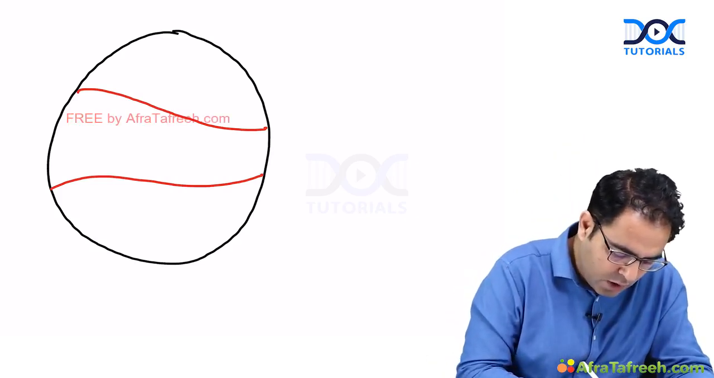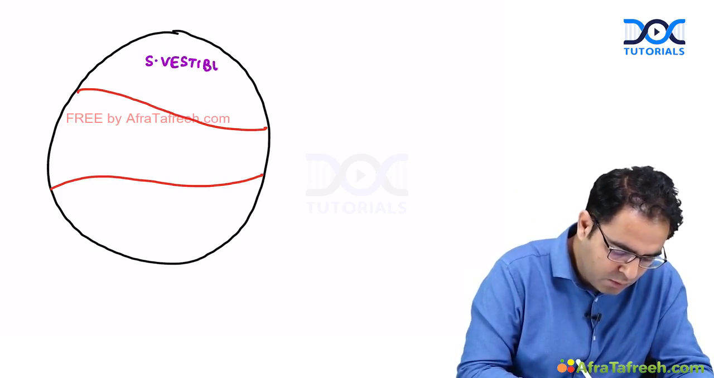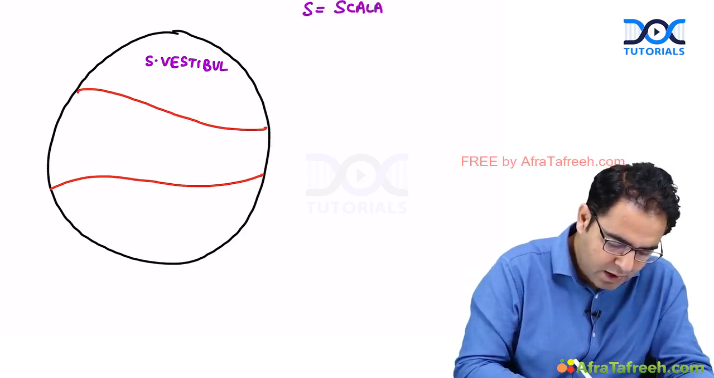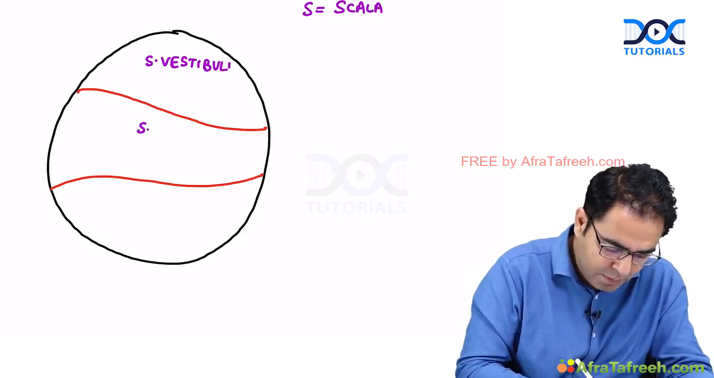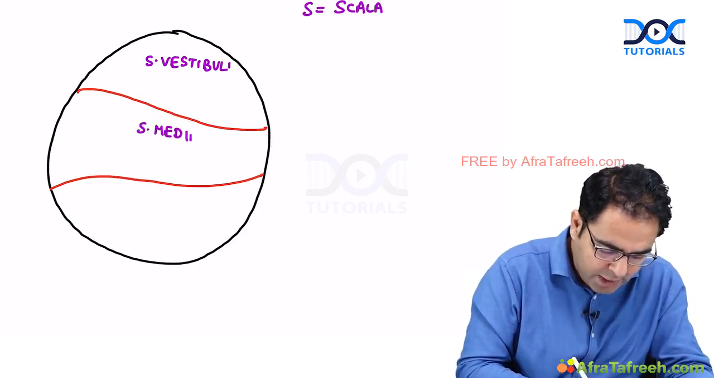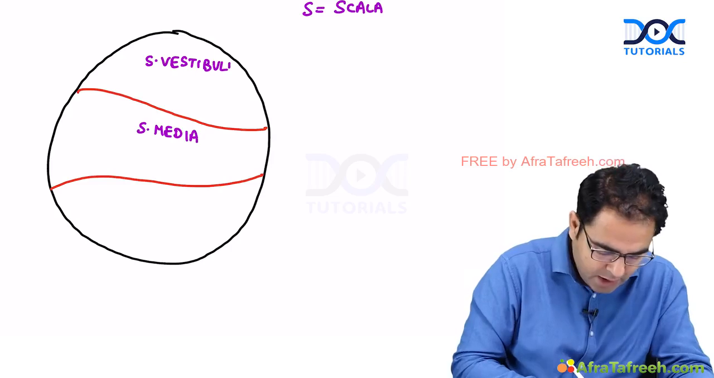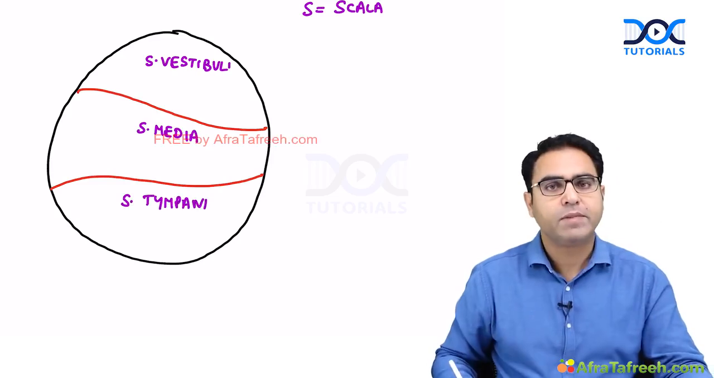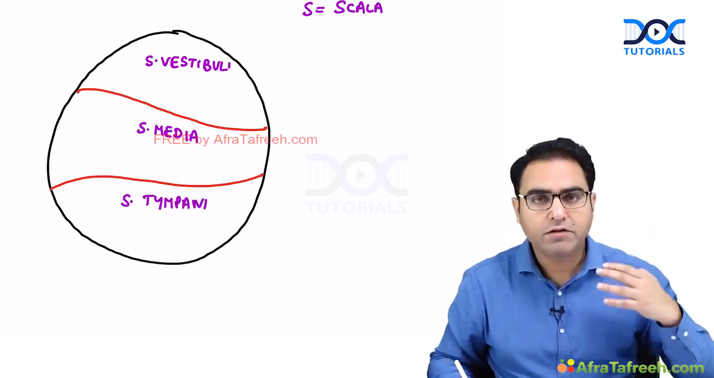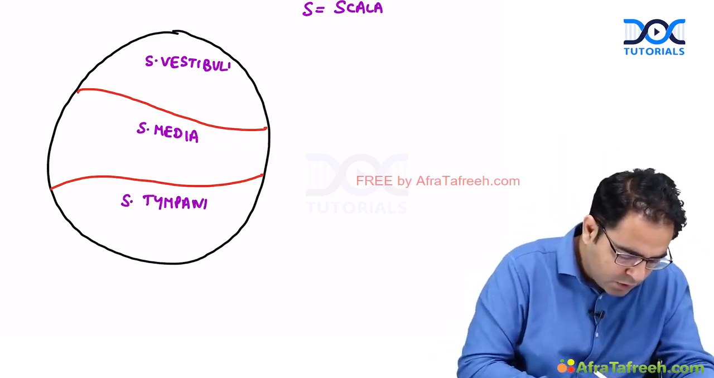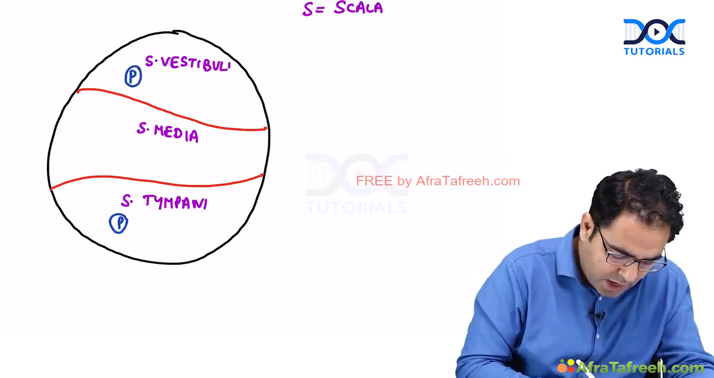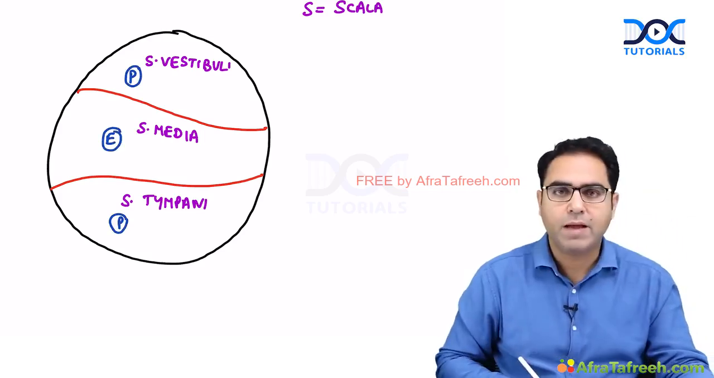Now, this part is called scala vestibuli. S means scala. The vestibuli. The middle part is called scala media. And the lowest part is called scala tympani. Scala vestibuli, scala media, scala tympani. Let us be clear at the outset only. This is perilymph, and this is endolymph. Am I clear?